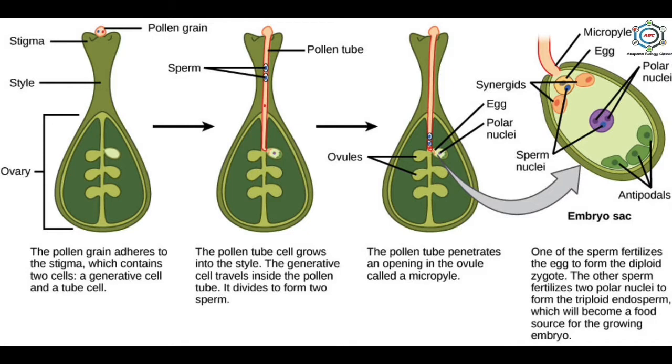Then the pollen tube penetrates an opening in the ovule called the micropyle, so it is known as porogamy. And then one of the sperms fertilizes the egg to form the diploid zygote, and the other sperm fertilizes the two polar nuclei to form the triploid endosperm, which will become a food source for the growing embryo. So this is the complete process of fertilization.